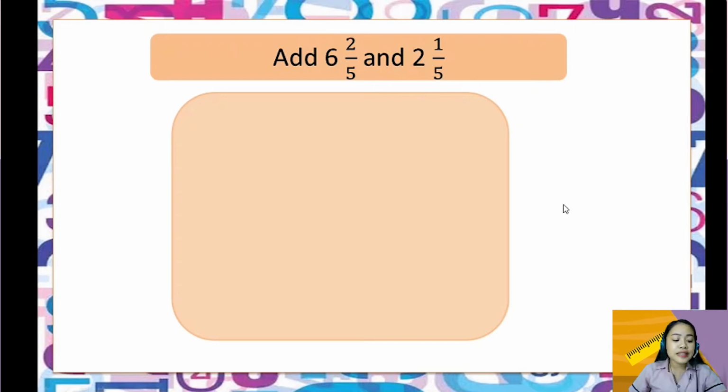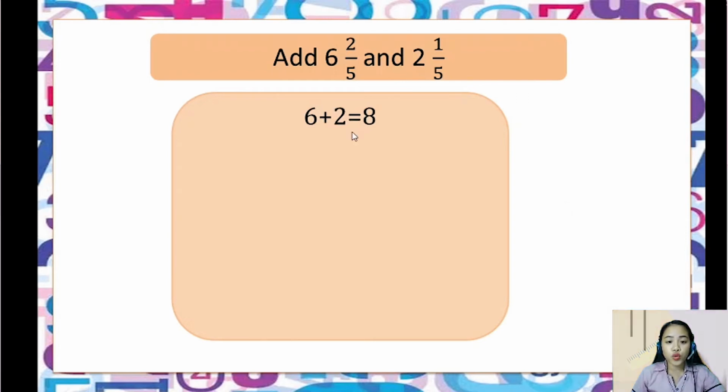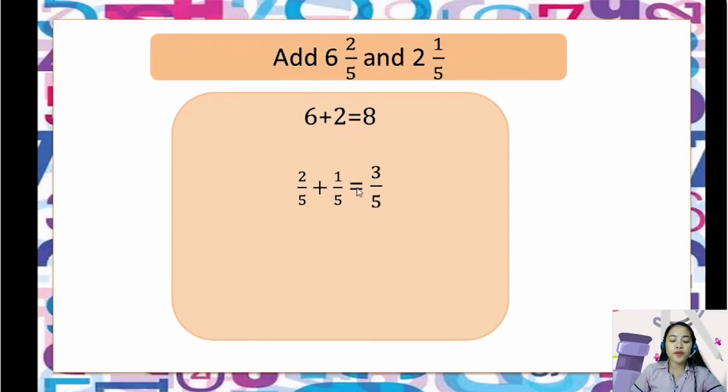Ang first step na gagawin natin is to add the whole number first. Ano yung mga whole number? 6 at 2. 6 plus 2 is equal to 8. Okay. Then, add the fractional parts. Ano ba yung fractional parts? Yun yung 2/5 tsaka yung 1/5. 2/5 plus 1/5 is equal to 3/5.